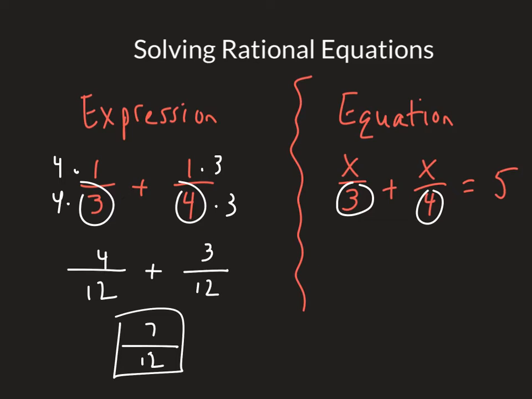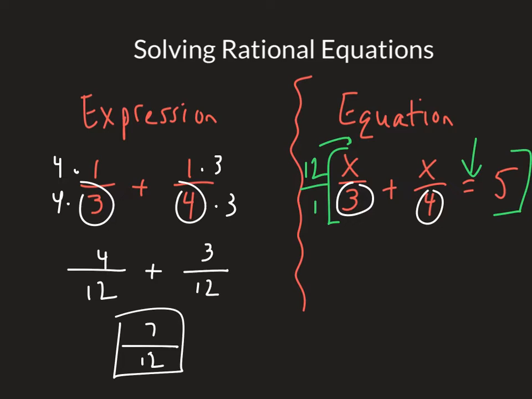Instead of rewriting these both over 12, and you could do it that way and then combine the terms, you're still going to have that 12 in the denominator. So with solving equations, the approach we usually take is, instead of just getting the common denominator, we're actually going to multiply the entire thing by 12. And since it's an equation, we are allowed to do that, right? Because you can multiply both sides of an equation by something.